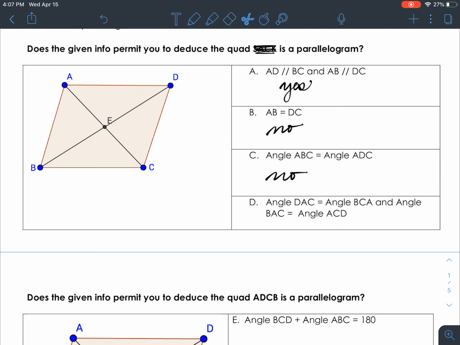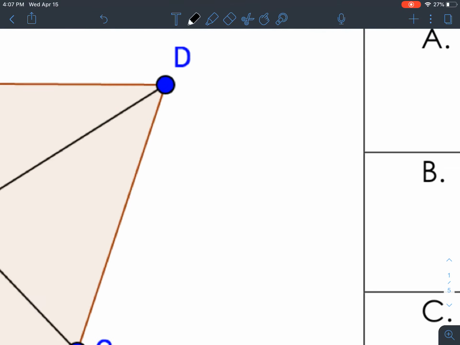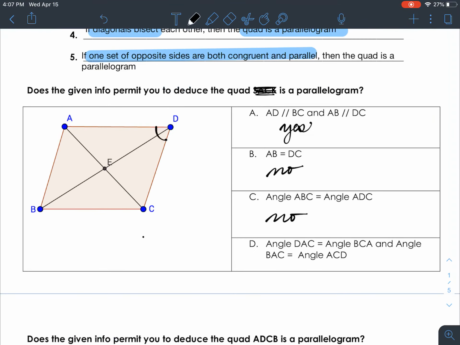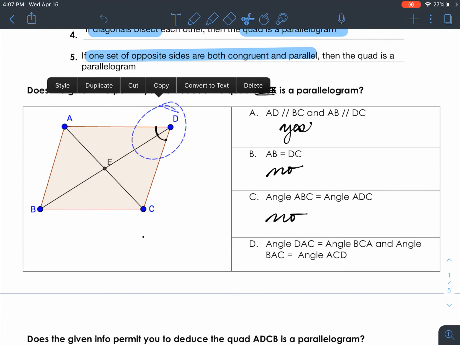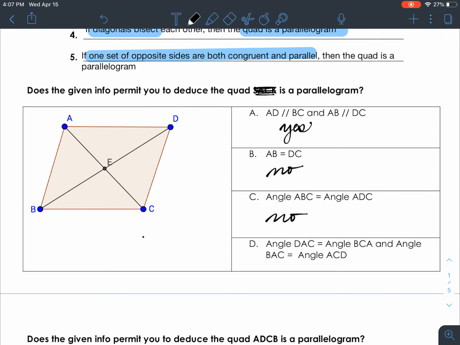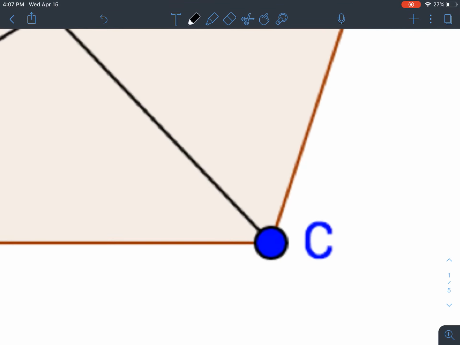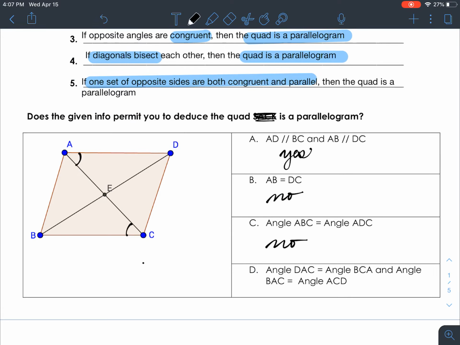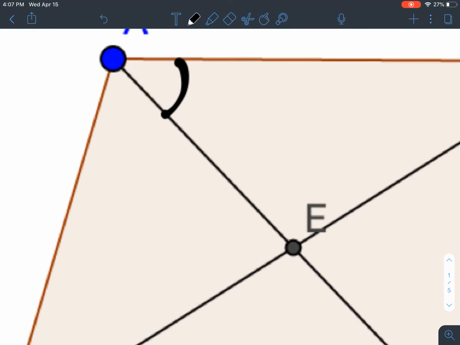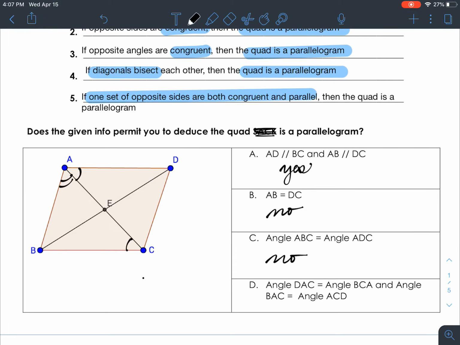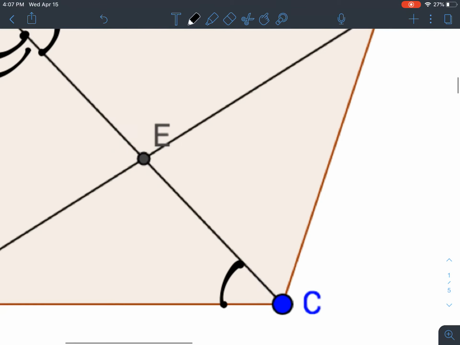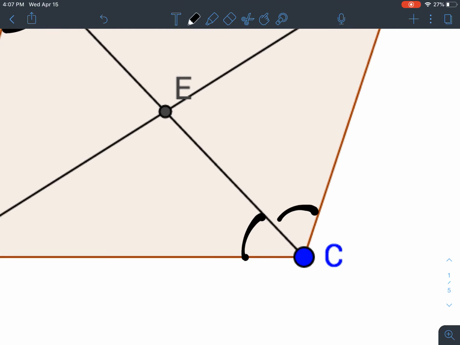Next one, if I know that angle ADC is equal to angle BCA, I read that wrong, sorry guys. Let's try that again. Angle DAC, so this angle, is equal to angle BCA, and then angle BAC is congruent to angle ACD. So this one's a little bit different.